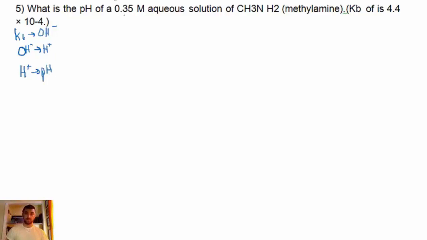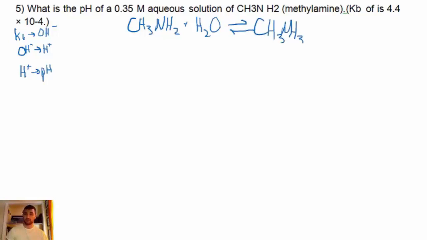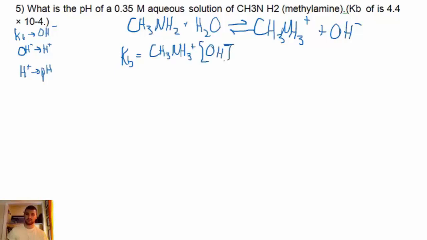Let's just figure out, well, methylamine, CH3NH2, plus water is going to give me CH3NH3 plus OH minus. So I know my Kb expression is going to be CH3NH3 plus times the OH minus concentration, all over the concentration of CH3NH2.